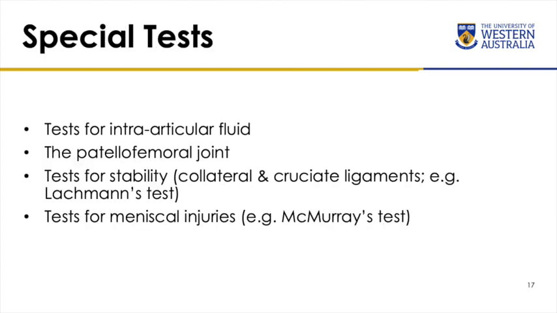Special tests in the knee can be broken down into these four main groups. Tests for intra-articular fluid, such as the swipe test or patella tap. Then there are specific tests to assess the patellofemoral joint, particularly whether it is tracking normally or whether there is apprehension. Tests for stability, most importantly the test for collateral and cruciate ligaments, and then finally tests for meniscal injuries. The McMurray's tests are the most commonly performed.